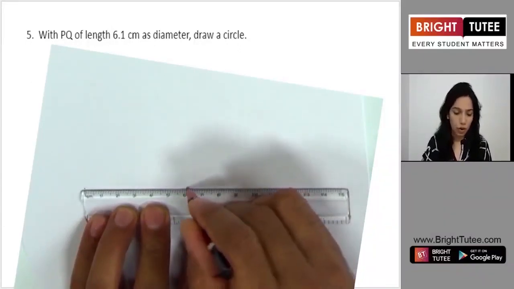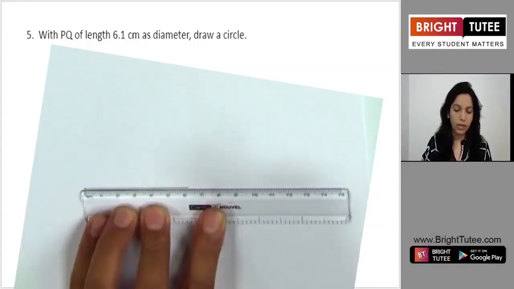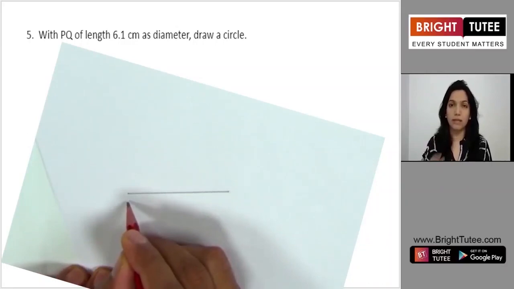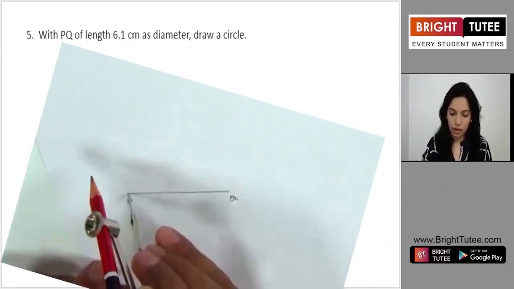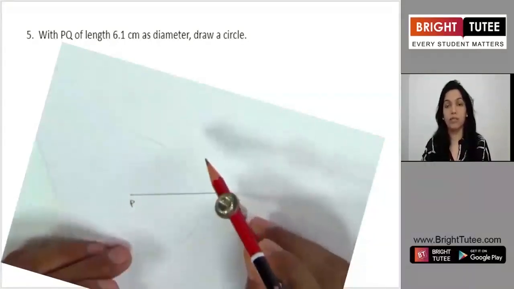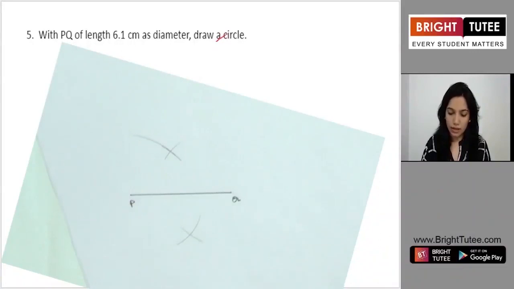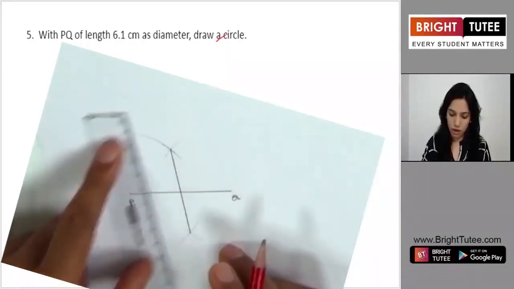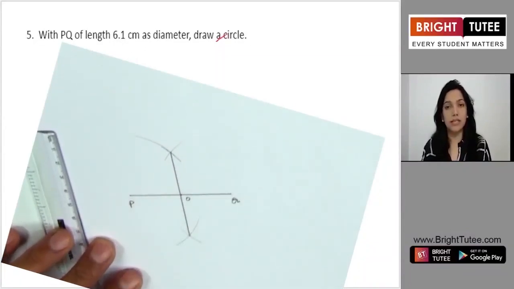Opening the compass anywhere greater than half of PQ. So it can be any random measurement. Just make sure it's more than half of PQ. You draw an arc here, you draw an arc here. Repeat it by keeping the point at Q, draw an arc here, draw an arc here. And then you join these two points of intersections of the arcs. So wherever these points are meeting each other, this is the center point.